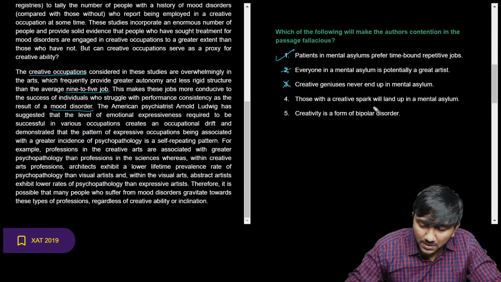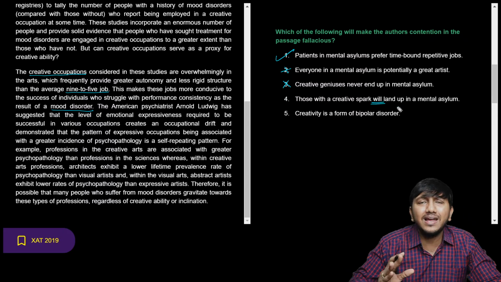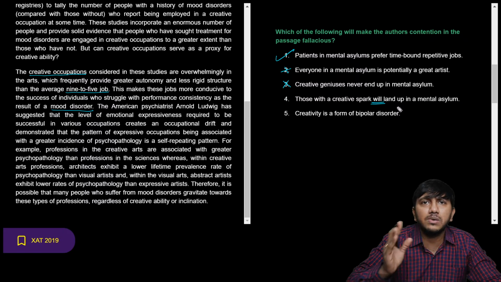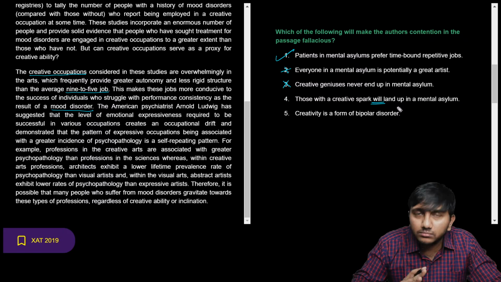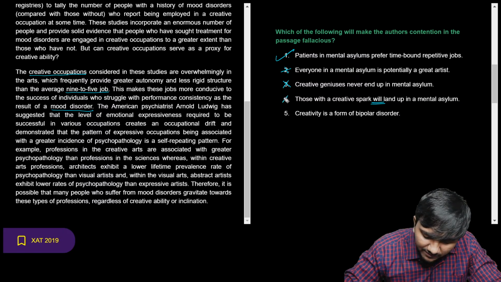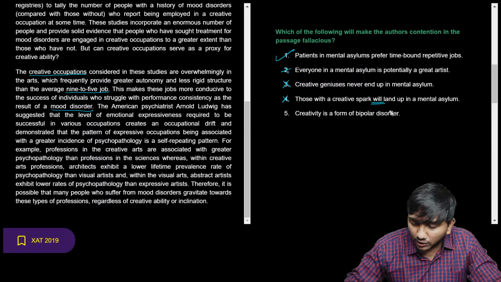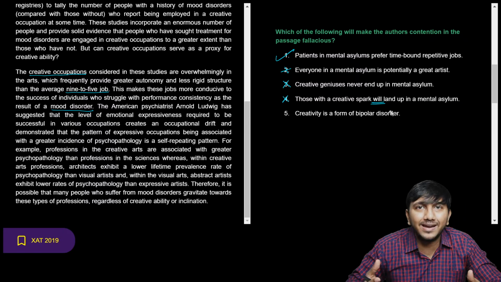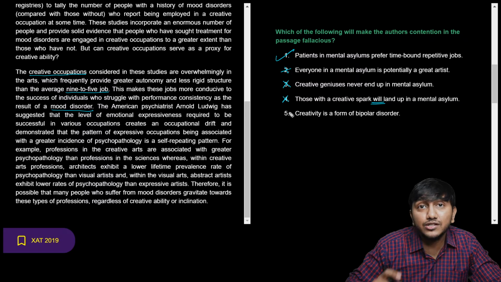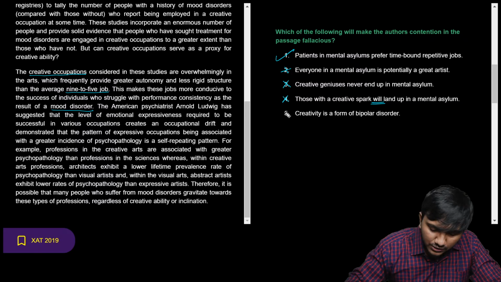Those with a creative spark will end up in mental asylum. Okay, then that only kind of tells that the correlation between people who have mentally related problems might have creative abilities. That will not make his contention fallacious. Creativity is a form of bipolar disorder. It's nowhere related to what the author is telling. Creativity is not a form of bipolar disorder. They're telling there is some kind of correlation. So you can get rid of that.